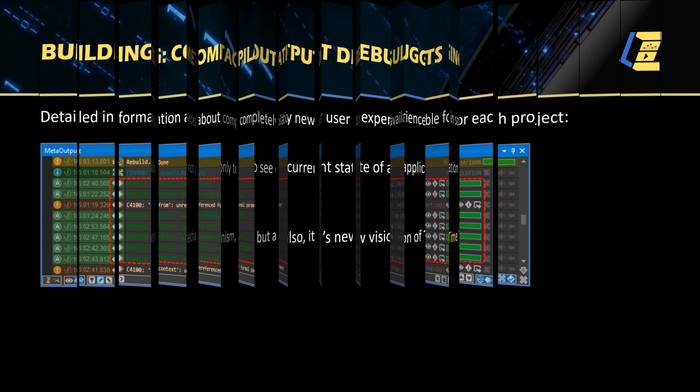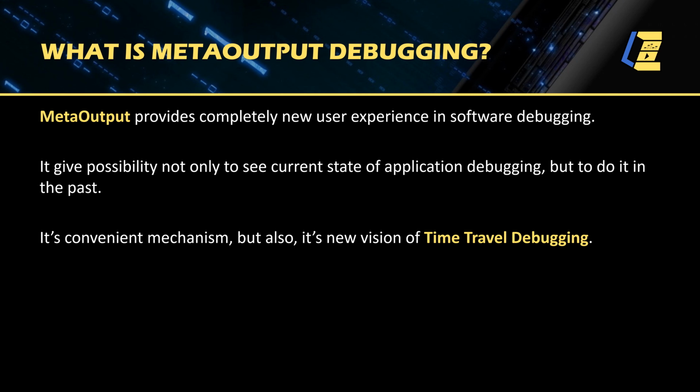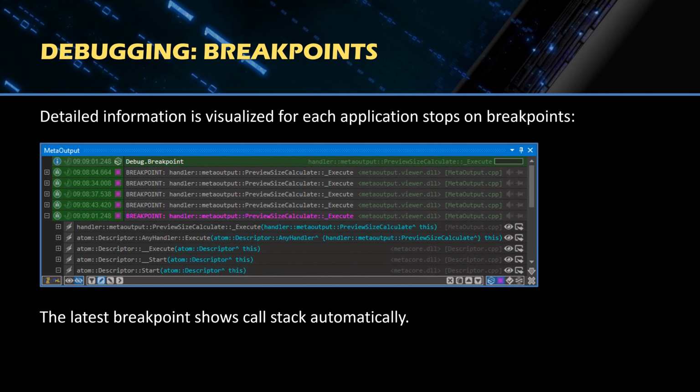What is MetaOutput debugging? MetaOutput provides completely new user experience in software debugging. It gives possibility not only to see current state of application debugging, but to do it in the past. It's convenient mechanism, but also, it's new vision of time travel debugging. Debugging. Breakpoints. Detailed information is visualized for each application stops on breakpoints. The latest breakpoint shows call stack automatically.